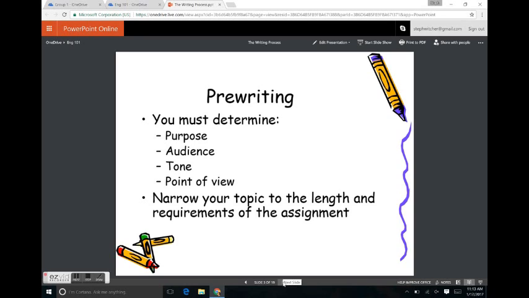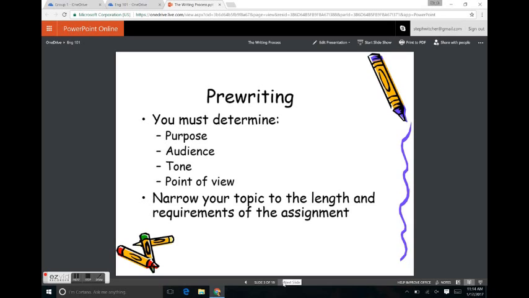And finally, point of view. That is, what point of view are you going to tell this story from, or are you going to write this from? Typically, if you're doing narrative, you write from first person, you use I. For some of the other papers, you will use third person, that is he or she. And all of this comes together to help you choose a topic.